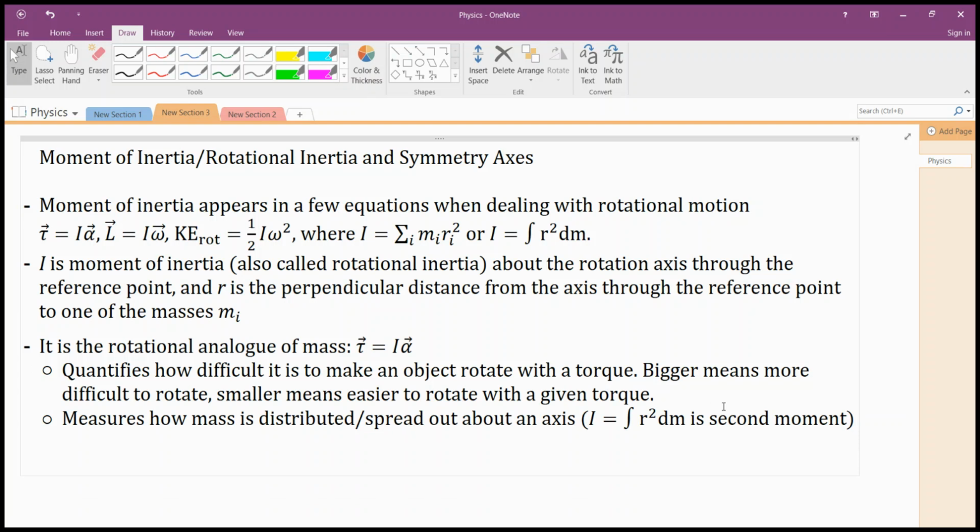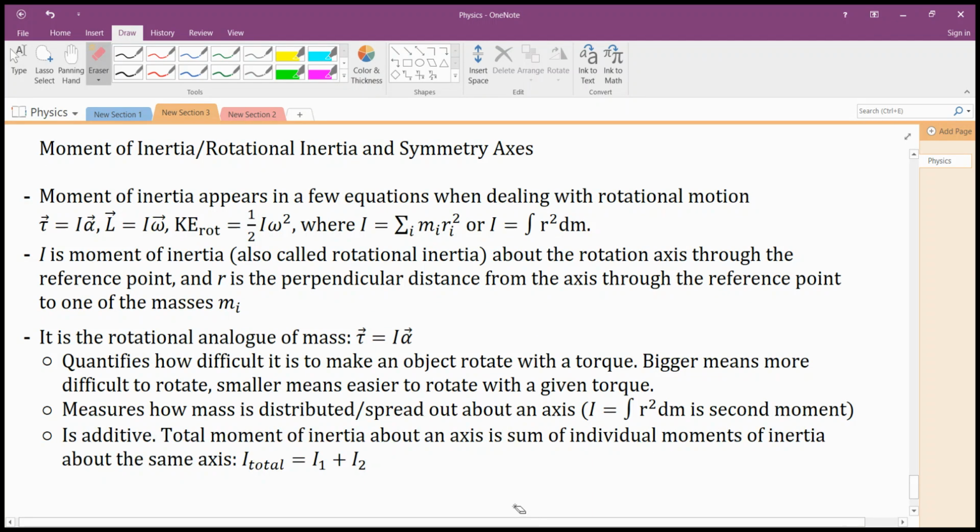If you consider the formula for the moment of inertia, where we have these r squared times masses, then you can see, if you know statistics, that the moment of inertia is a measure of how mass is distributed or spread about an axis. This formula right here is a second moment.